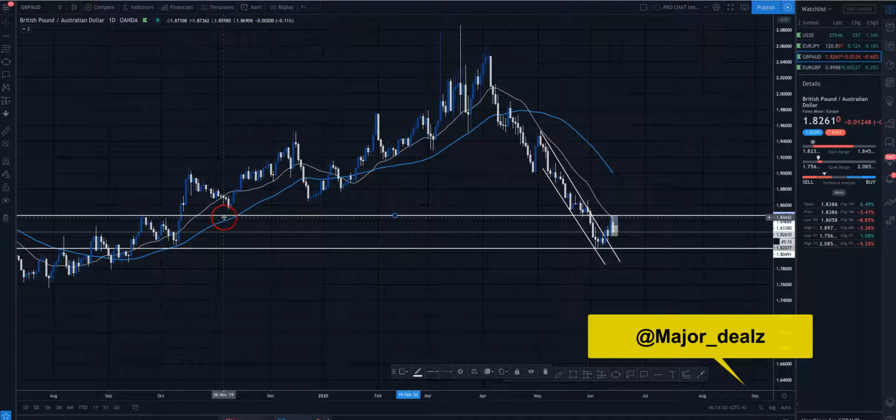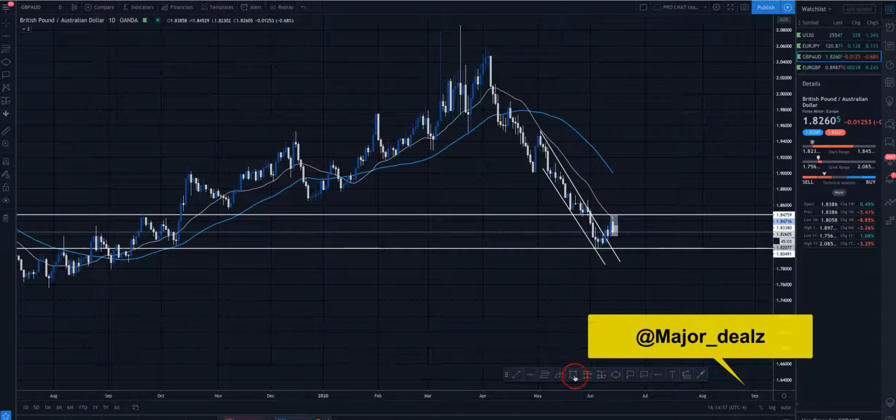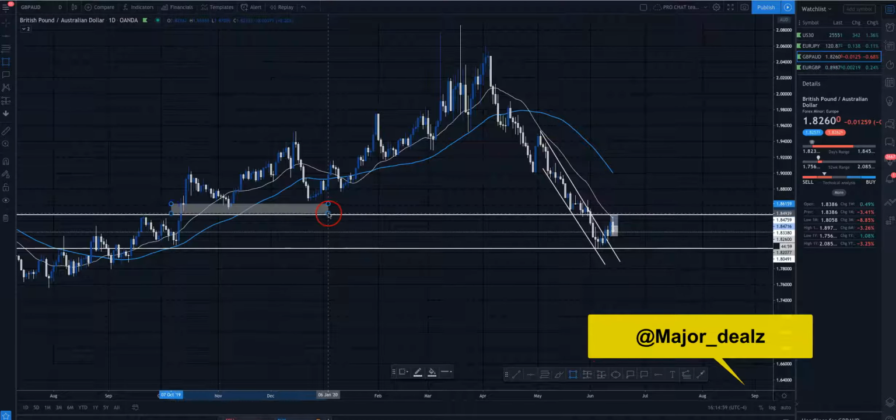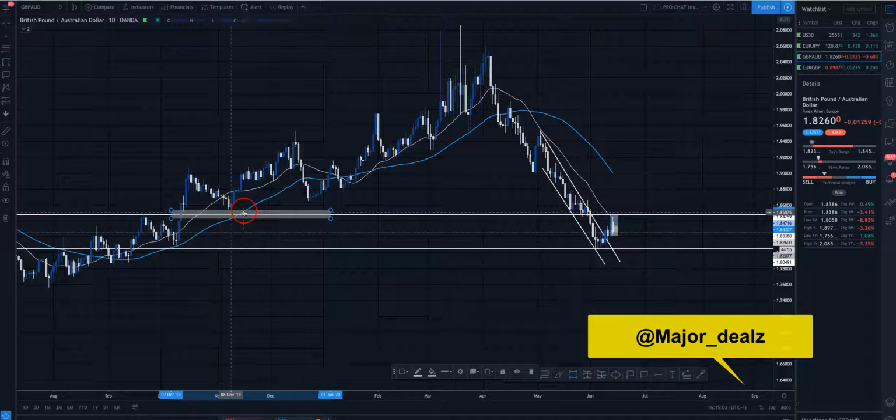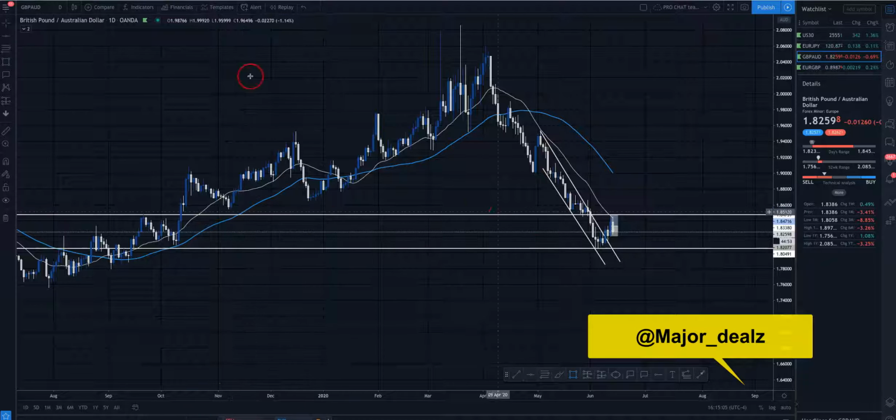The support level right now looks like it's turning into resistance, right? We have kind of a wick rejection right here. We have another touch right here. Remember, this is a zone, so it's not an exact line. So if we draw a zone, we can see that this line is a zone, so this will count as a touch. All right, so that's just the daily.